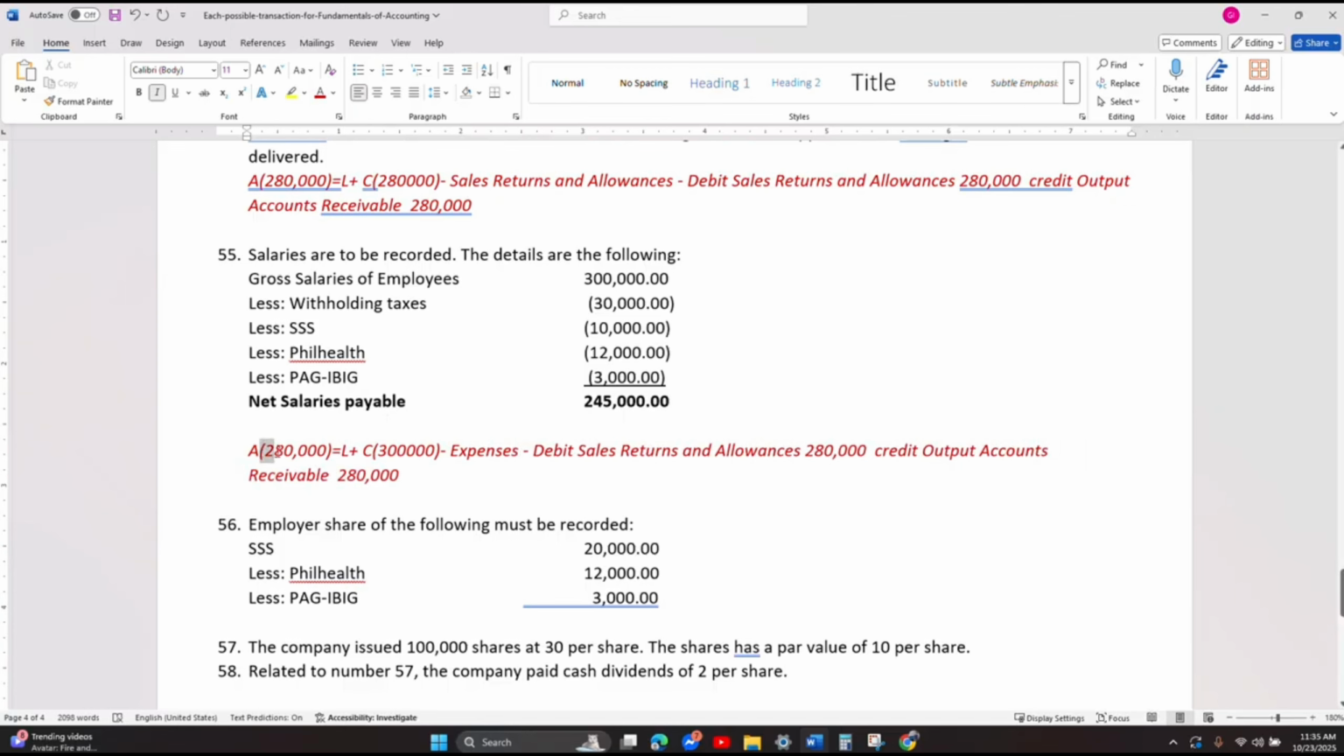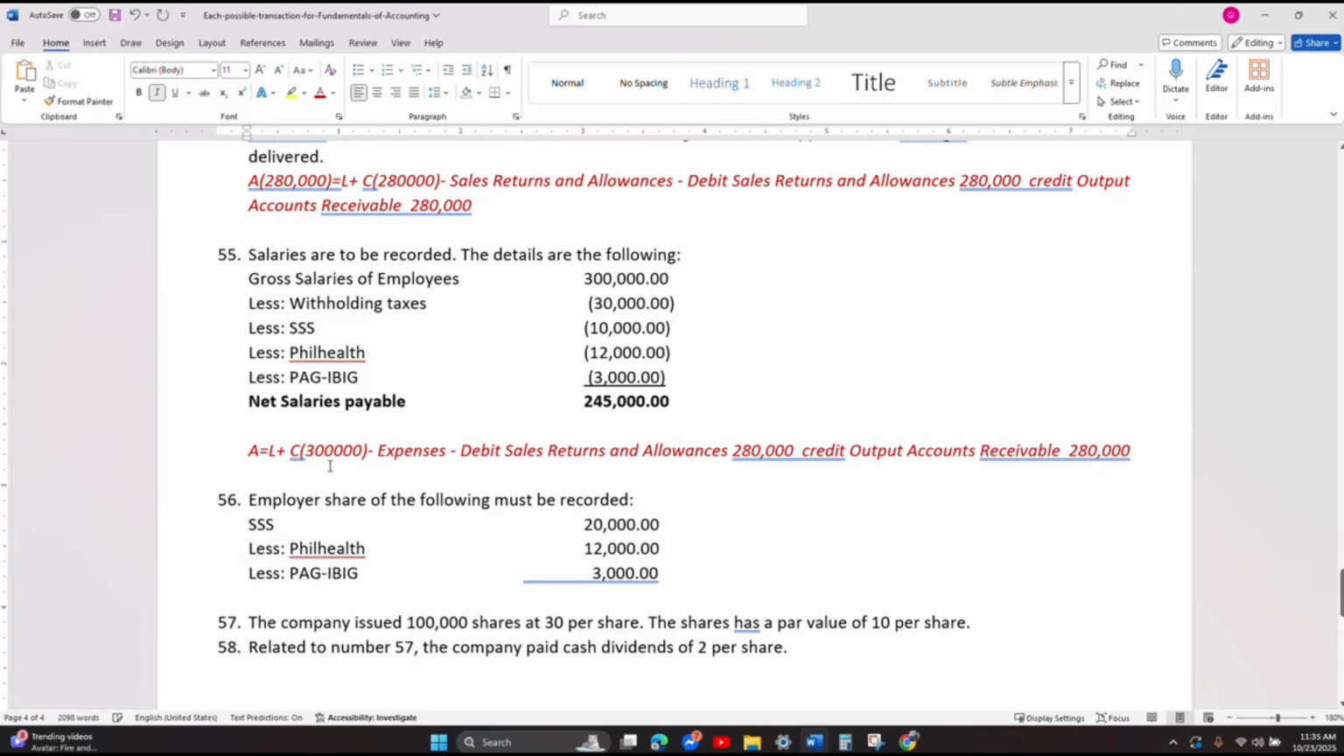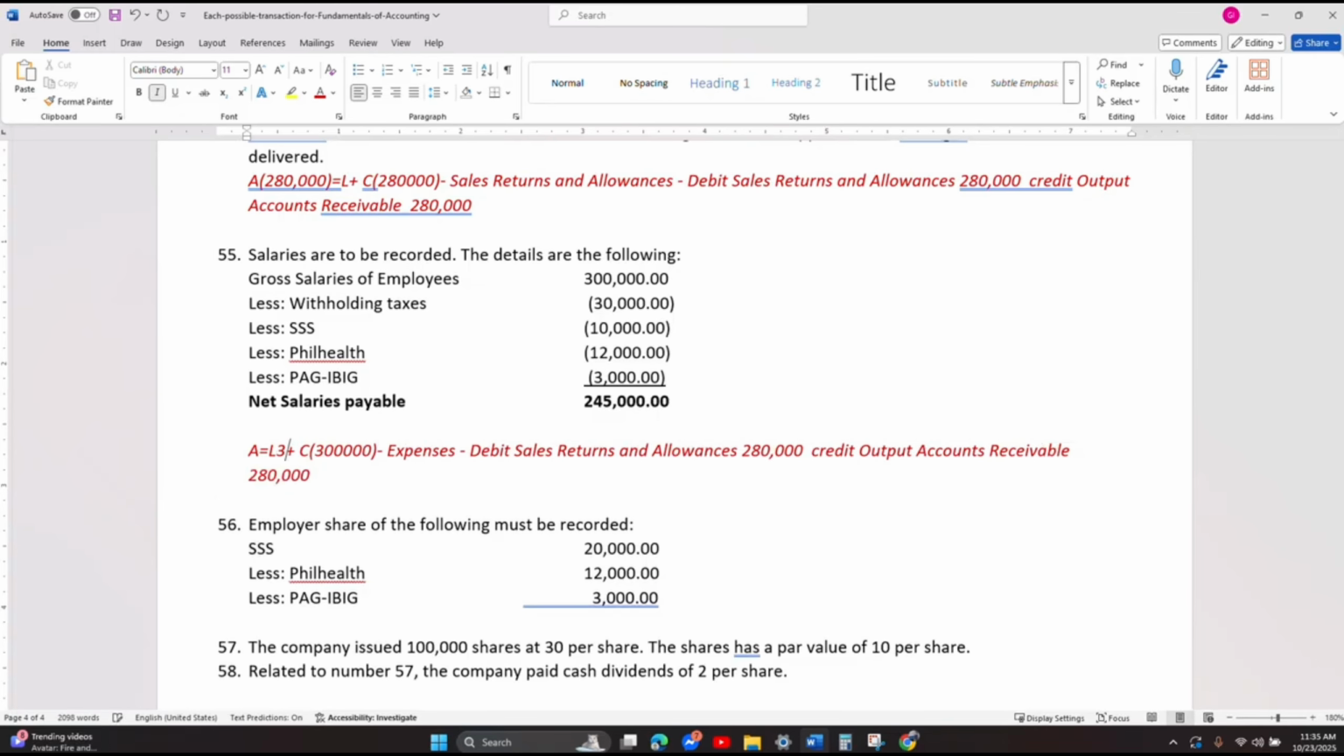But when we talk about liability, since this is to be paid, let's assume that all of these things are still to be paid. So we are going to put on the liabilities also 300,000. But these liabilities of 300,000 are not lumped. There are different types of liabilities here.